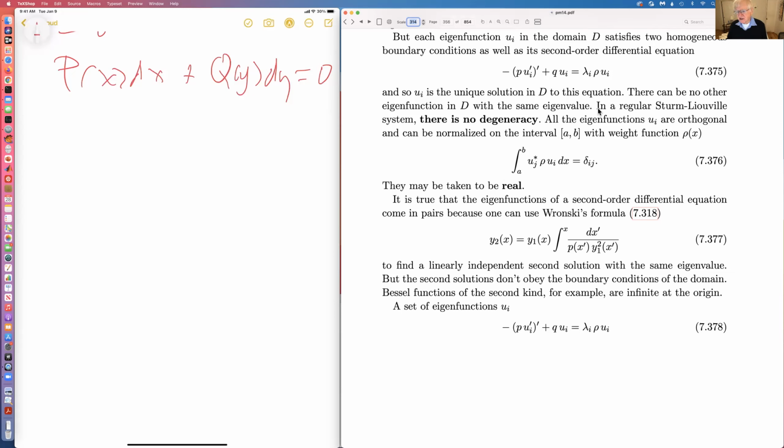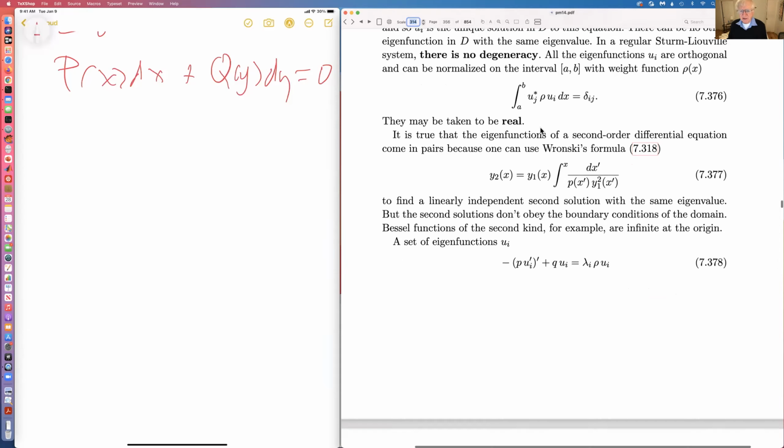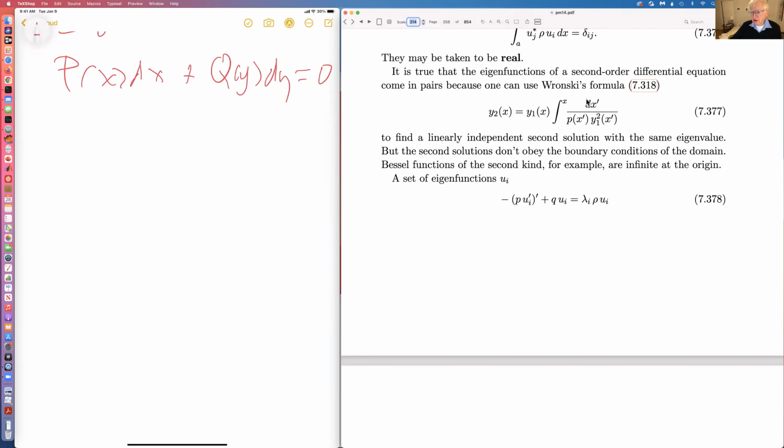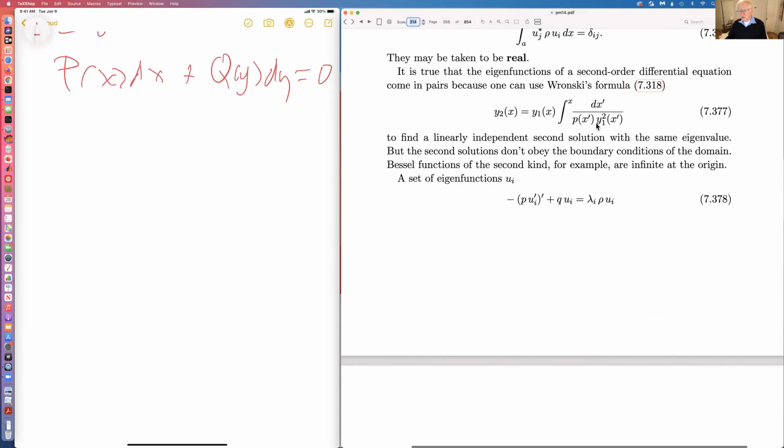It may be there's an additional symmetry in the problem so that you have two eigenfunctions. I'll have to think about that. Now, what is true is that we saw that if you have a second order differential equation, you can use Wronski's formula to take the one solution, y1, and get a second solution, y2.